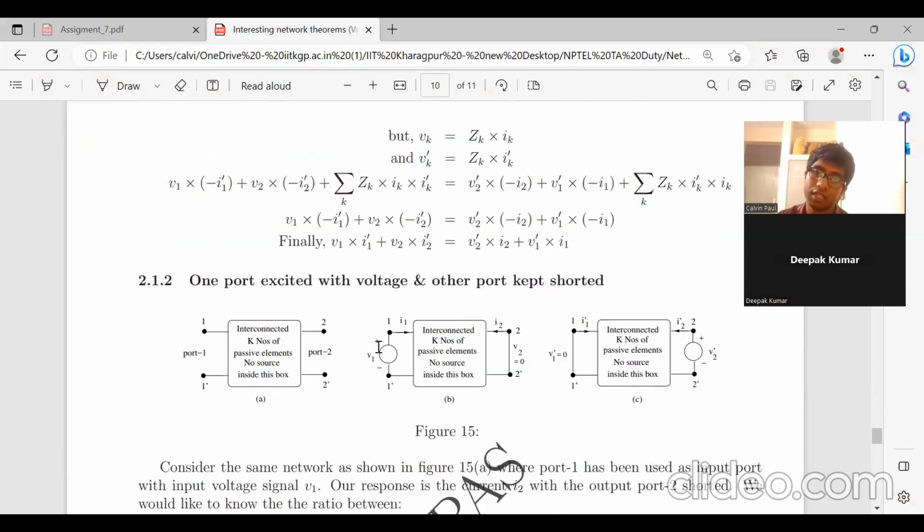If we apply from here, we get output over here. We apply from here, we get output over here. And the ratio remains constant. So that means the network is reciprocal. All right. What? I don't understand what you want to say.